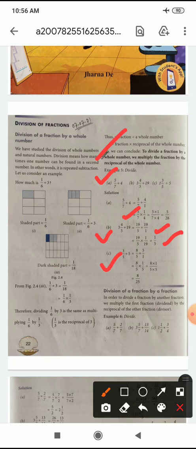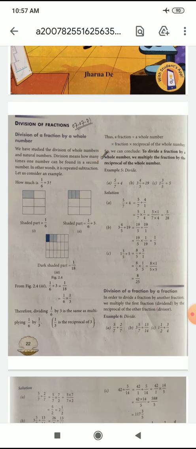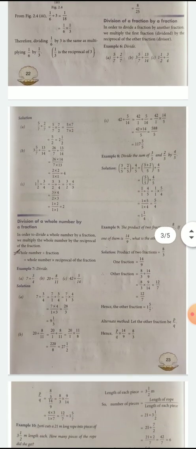Then division of a fraction by a fraction. How do we do it? In order to divide a fraction by another fraction, we multiply the first fraction by the reciprocal of the other fraction, meaning the second fraction. For example, 5 by 7 divided by 2 by 7. Let's see the example.